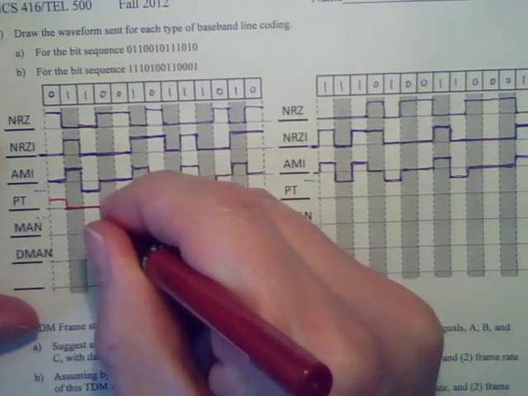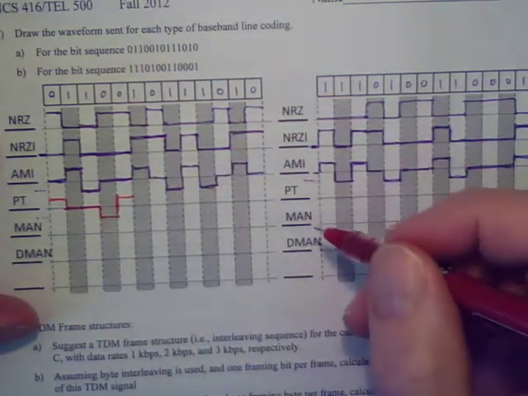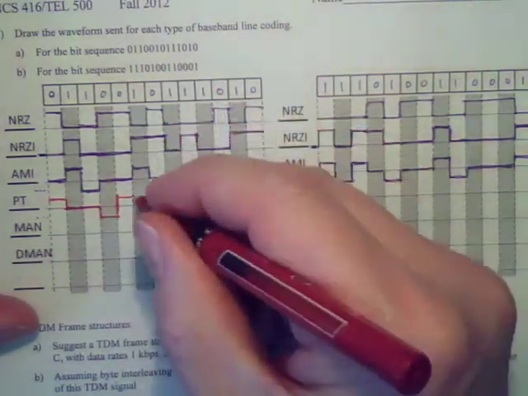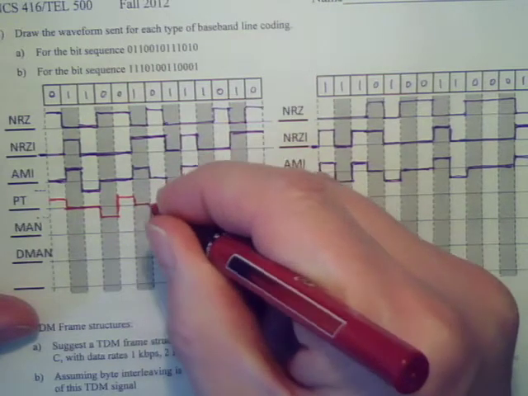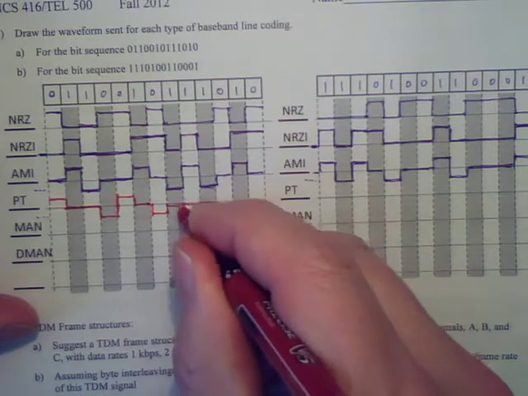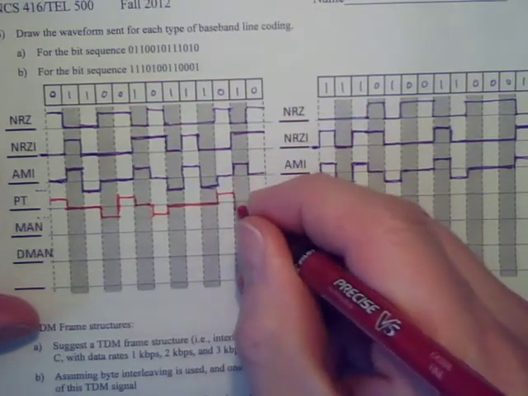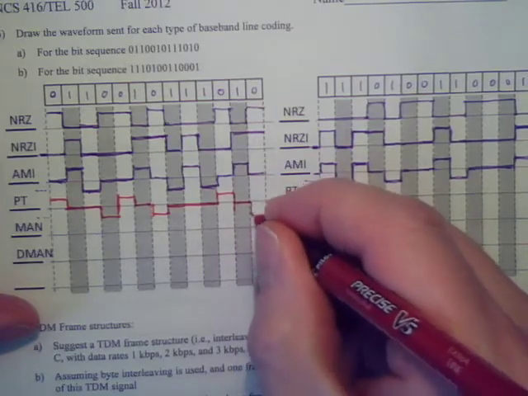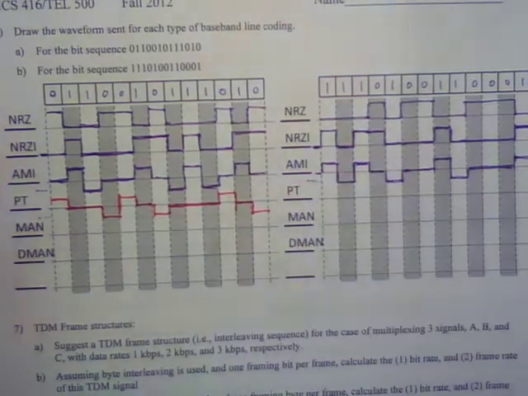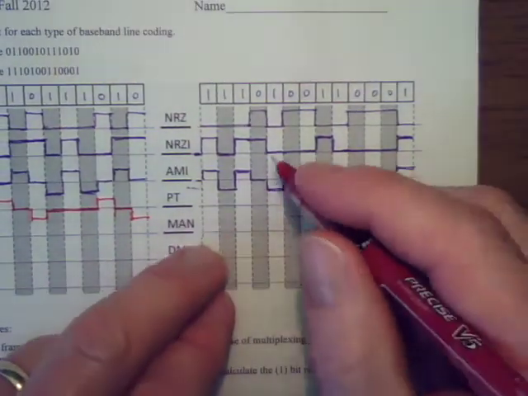On this next 0 we go negative, then we go positive, and then on the 1 we go back to 0. The next 0 takes us negative. 3 1s in a row leave me at 0. The next 0 goes positive. The 1 takes me to 0, and the next 0 goes negative. Okay? So you can see this is pretty straightforward.